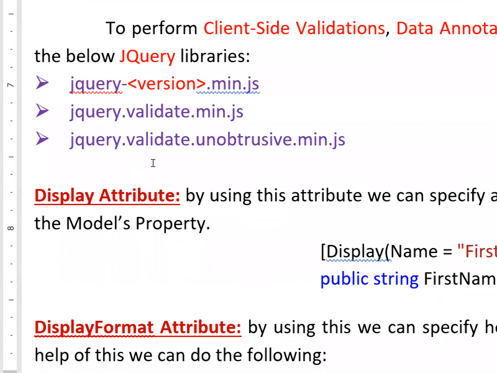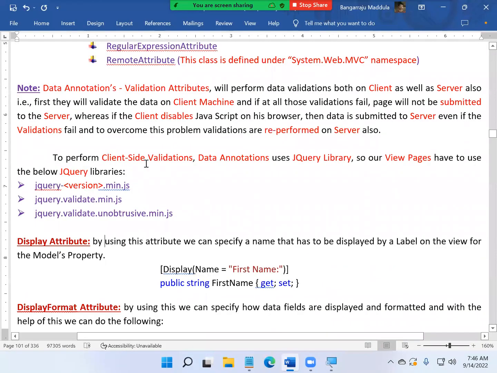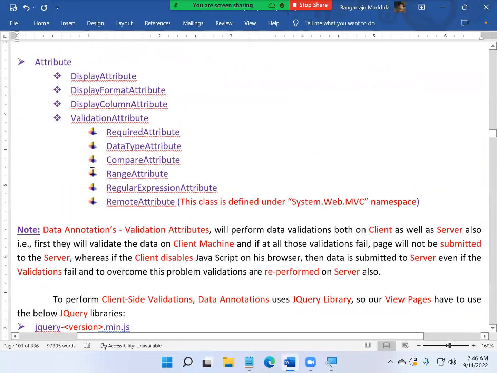For doing what? Client-side validations. On your page, you must use these libraries. Clear? So with those libraries, the validations are done on the client system. It means we use the libraries, but don't implement the logic. The logic is predefined already. Okay? Let me talk about every attribute. First, let me start with the display attribute.